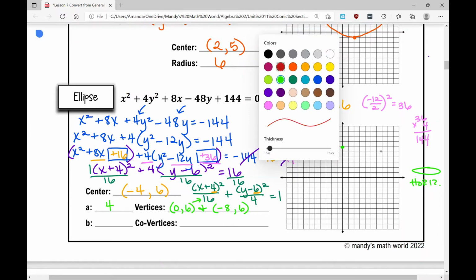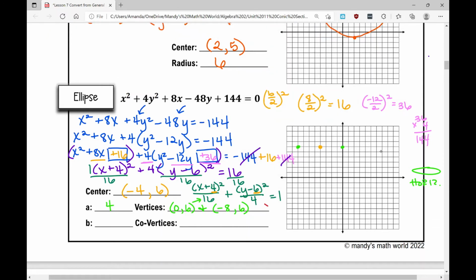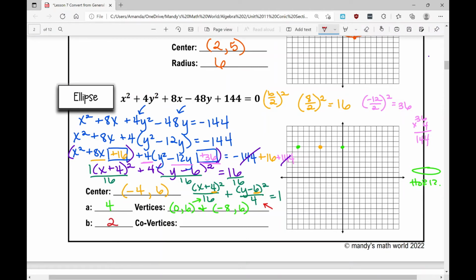And then now, if I want to find the b value, I'm going to take the square root of 4, which is 2. And I'm going to go up from the center and down from the center 2 units. Those ordered pairs are negative 4, 4 and negative 4, 8.